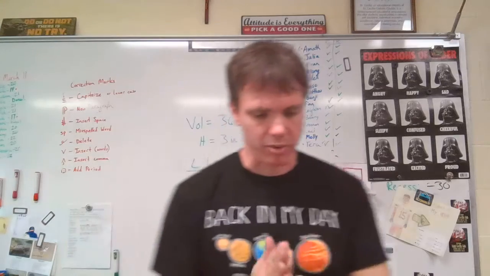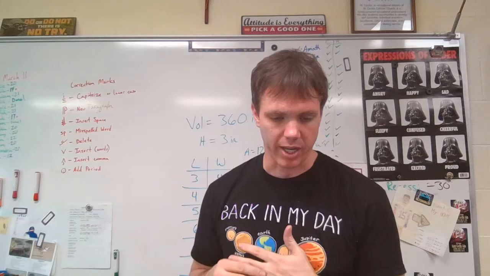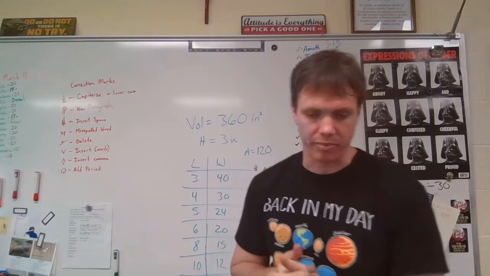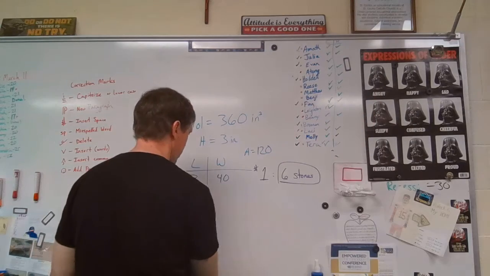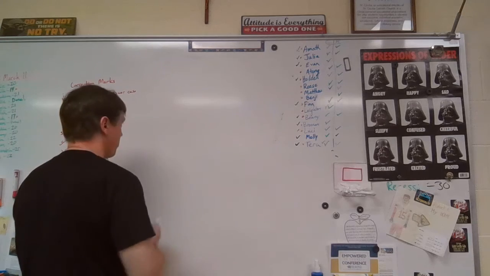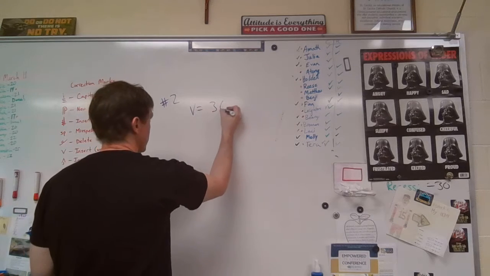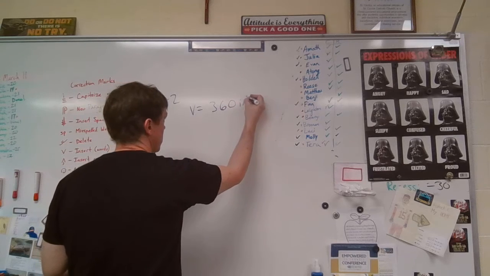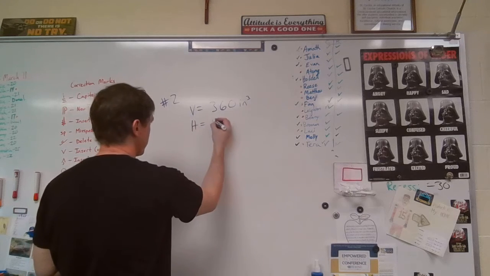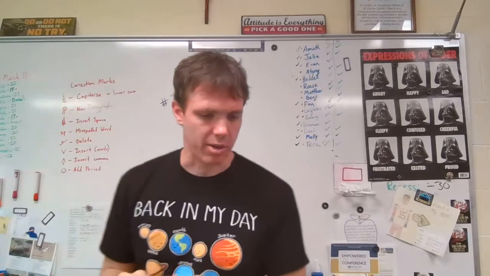Number 2 says, what if the 360 cubic inch paving stones are 4 inches thick and any whole number length and width are possible? How many different paving stones could you have? All right, so let's start there. So this is number 2 now, by the way. So the volume still equals 360. Only now, the height no longer equals 3, it now equals 4 inches. Okay? And then there's an extra thing involving money.